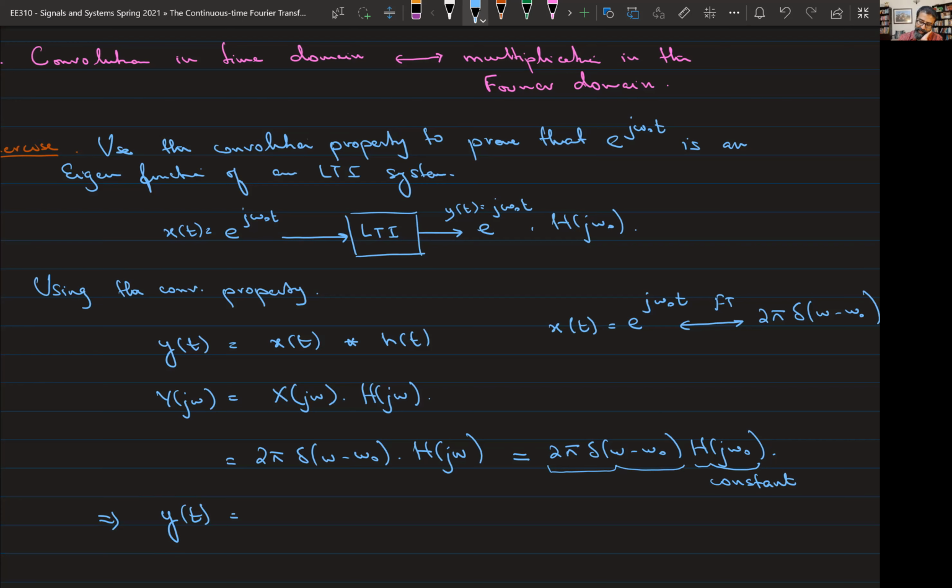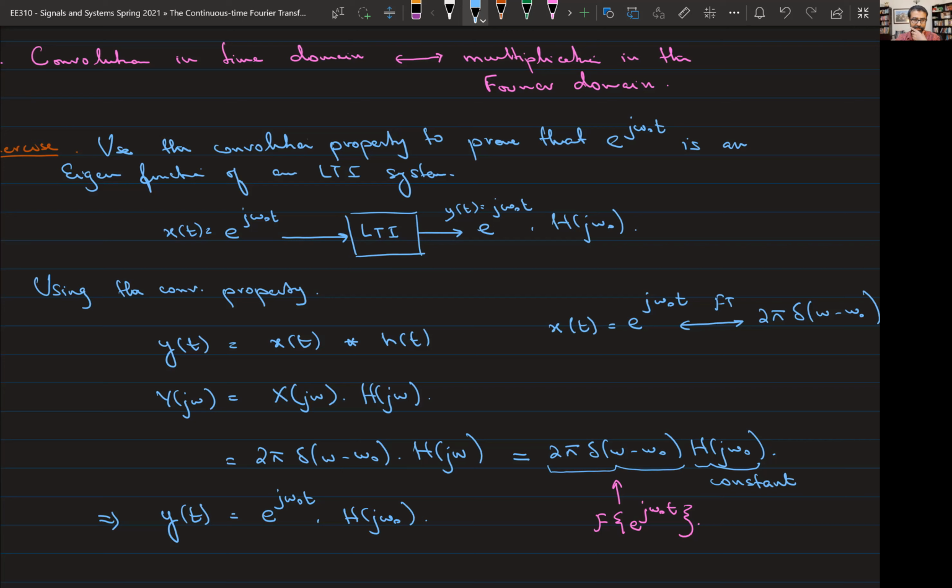So this 2 pi delta omega minus omega naught is the Fourier transform for what? As we've just seen, this is the Fourier transform of e raised to power j omega naught t times the constant, and linearity kicks in, and therefore y of t must be equal to e raised to power j omega naught t times h of j omega naught. Right, so everything clicks together. So that's why the product or the convolution property is much, much more general. You can derive everything from here.